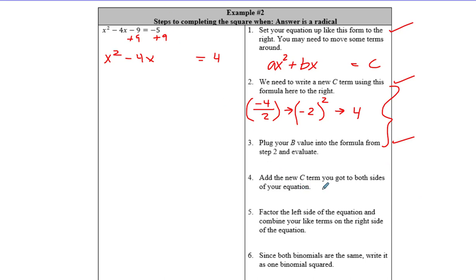I'll do this part in green. We have a positive 4. Yeah, I know you're like, oh, there go those 4s again. Positive 4. So I'm going to add this 4 to both sides.